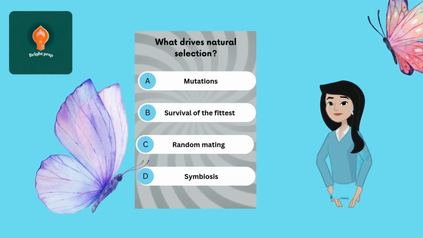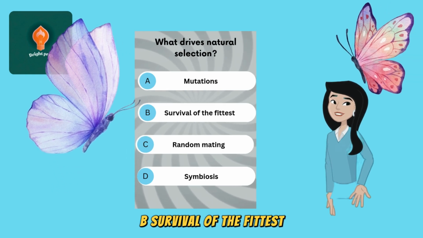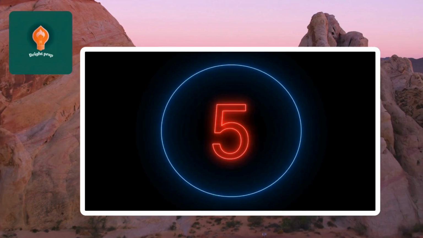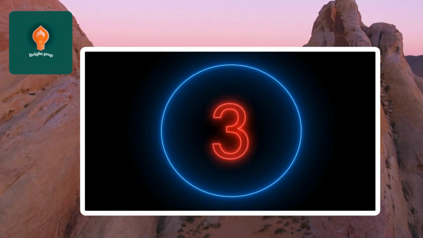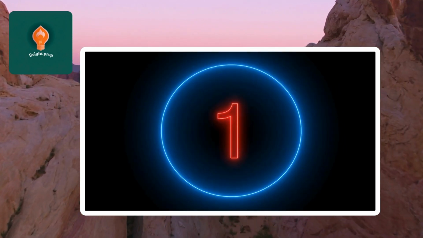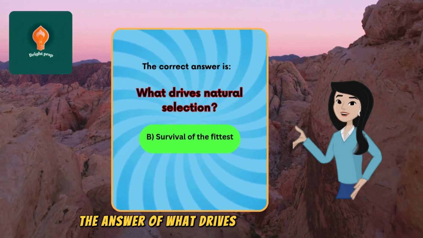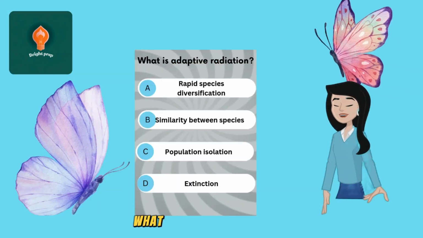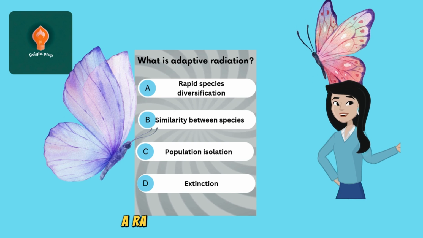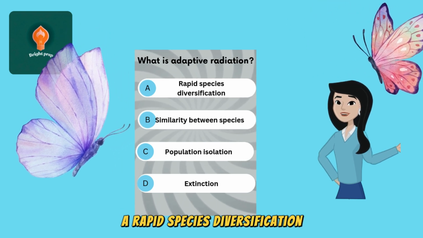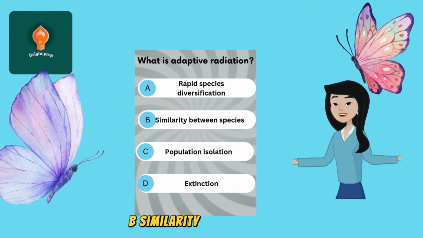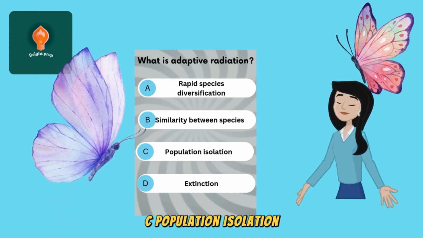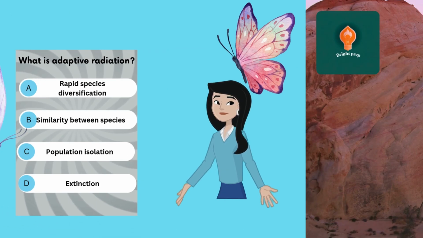A. Mutations. B. Survival of the fittest. C. Random mating. D. Symbiosis. The answer of what drives natural selection? Answer B. Survival of the fittest. What is adaptive radiation? A. Rapid species diversification. B. Similarity between species. C. Population isolation. D. Extinction.